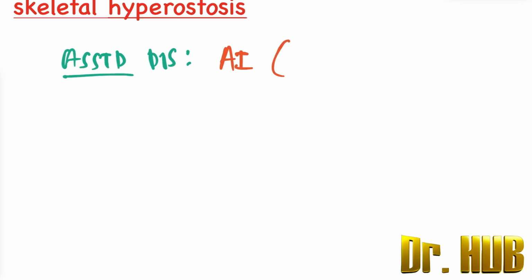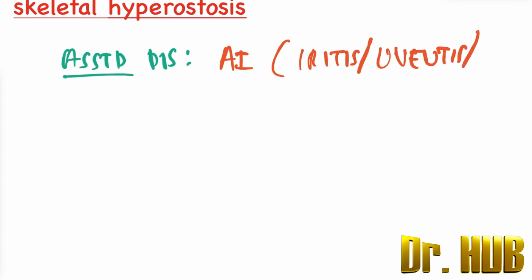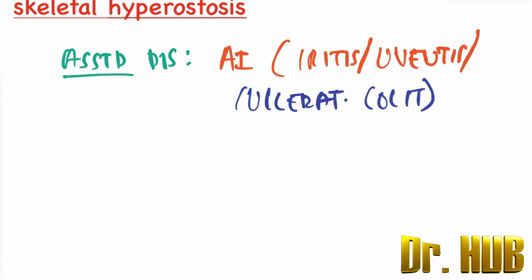Then the question arises on the associated disease. What will be the associated disease? It is going to be autoimmune conditions, such as the iritis. Next, there is also the presence of uveitis. Then there is ulcerative colitis. So, the iritis, uveitis and the ulcerative colitis.